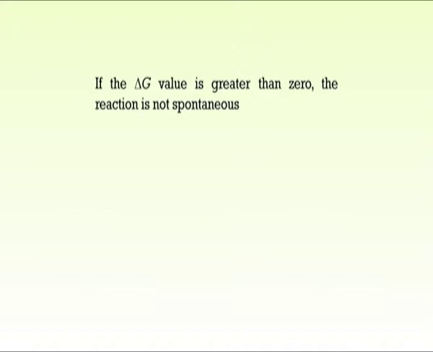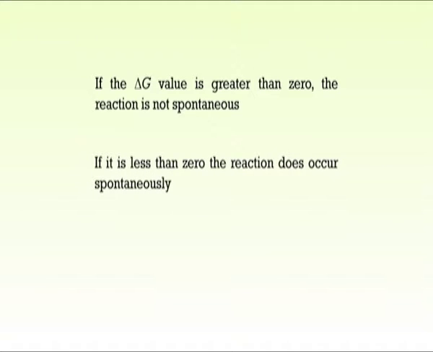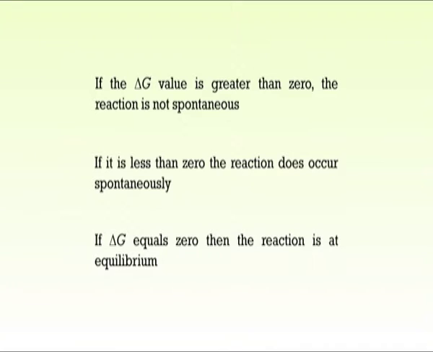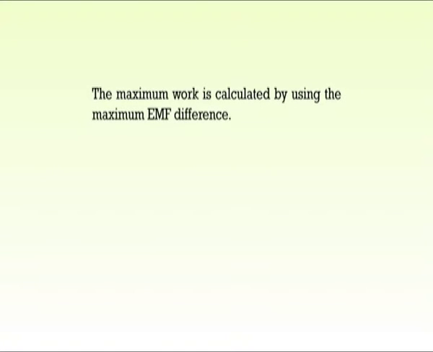If the delta G value is greater than 0, the reaction is not spontaneous. If it is less than 0, the reaction does occur spontaneously, and if delta G equals 0, then the reaction is at equilibrium. The maximum work is calculated by using the maximum EMF difference. Therefore, we have here delta G equals minus W, which is minus Q delta E.